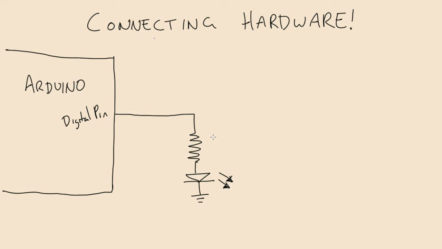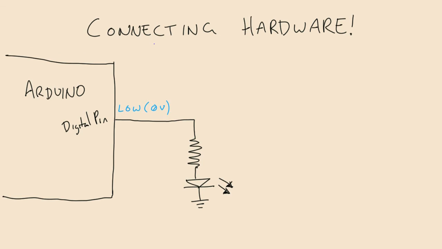Now in our software we can decide to make the pin high or low. Low is our 0 volts, and if we have 0 volts here and 0 volts here, there's no current flow and our LED will be off. Whereas if we set the pin high, and on our microcontroller that's 3.3 volts, then we will see that the LED will glow.